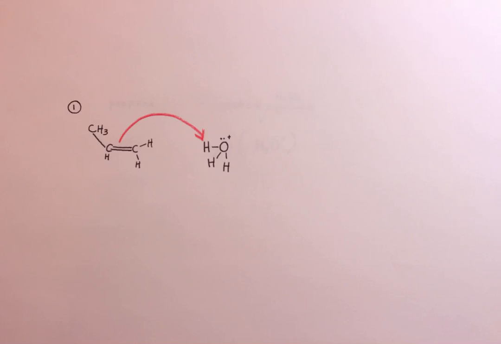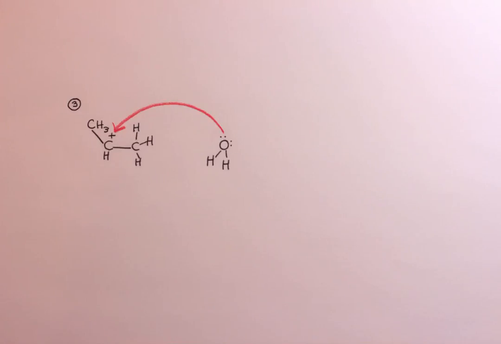Step 1. The double bond nucleophile attacks a hydrogen from a hydronium ion. Step 2. This new bond between carbon and the hydrogen ion electrophile fills hydrogen's s orbital, causing it to pass its shared electrons back to oxygen. Step 3. The lone pair on water acts as a nucleophile, attacking the carbon ion electrophile, forming a bond between the water molecule and the propyl group.